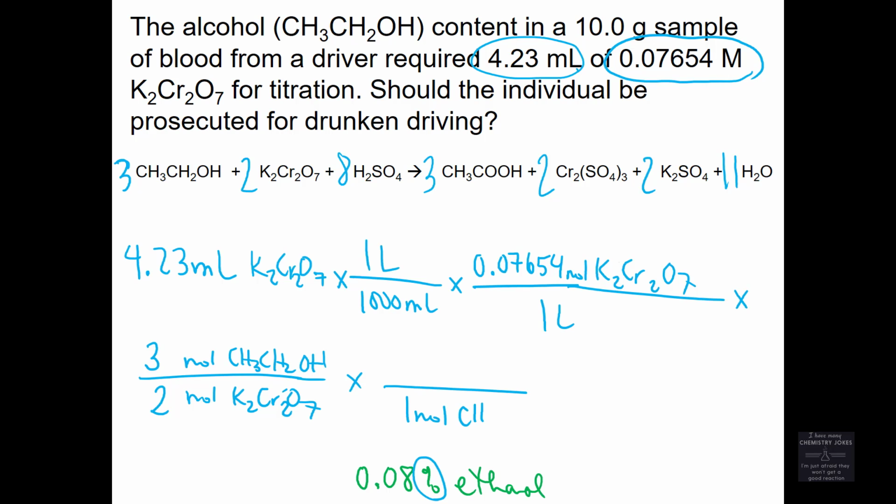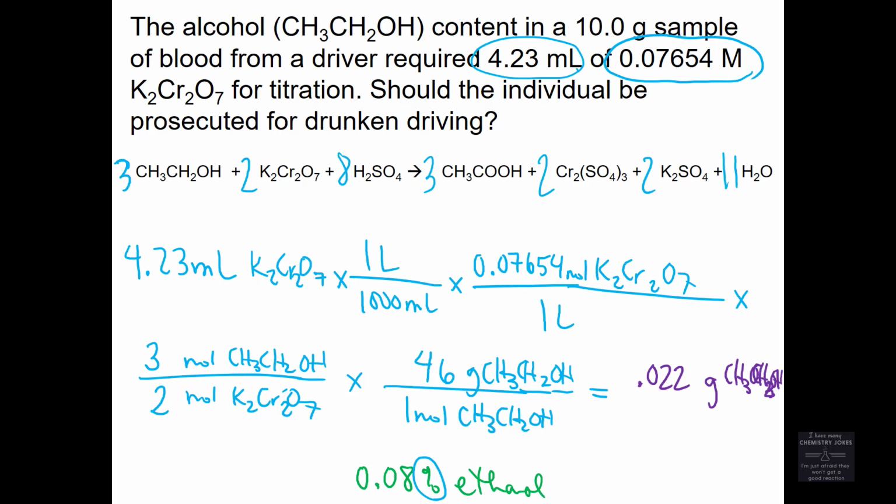1 mole of ethanol, it's a long conversion, weighs how many grams? Molar mass? You got a number for me? 46 grams. So that will tell me grams of ethanol in this driver's blood. Okay, hold on. So you do that math and you come up with a number that says 0.022 grams of ethanol.